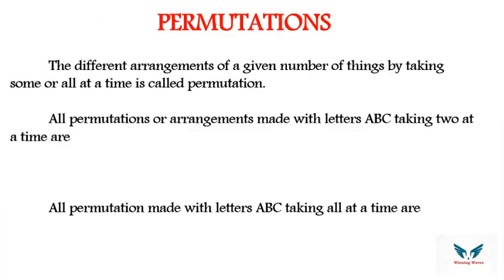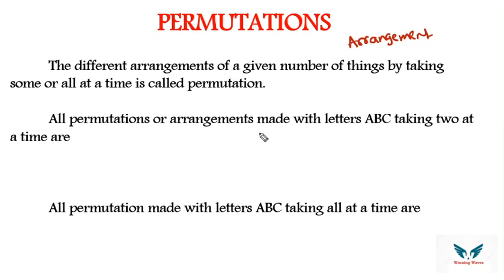Before that, let's see what we mean by a permutation and what we mean by a combination. Permutation we can call an arrangement. Different arrangements of a given number of elements, by taking some or all at a time, is called permutation, arranging the respective elements.